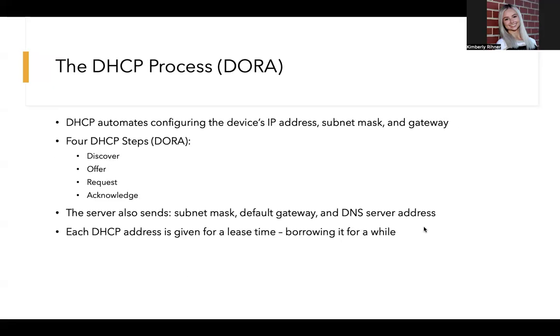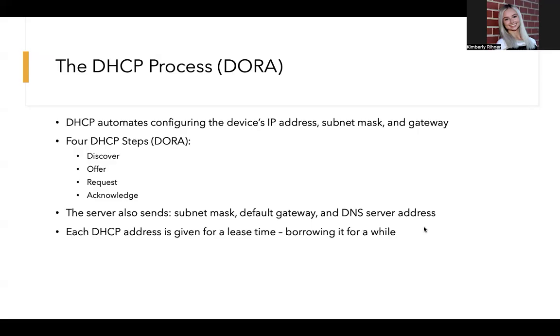In the third lesson, we learned the DHCP process, aka DORA. DHCP automates configuring the device's IP address, subnet mask, and gateway, so therefore we don't have to do it manually. There are 4 DHCP steps: discover, offer, request, and acknowledge.